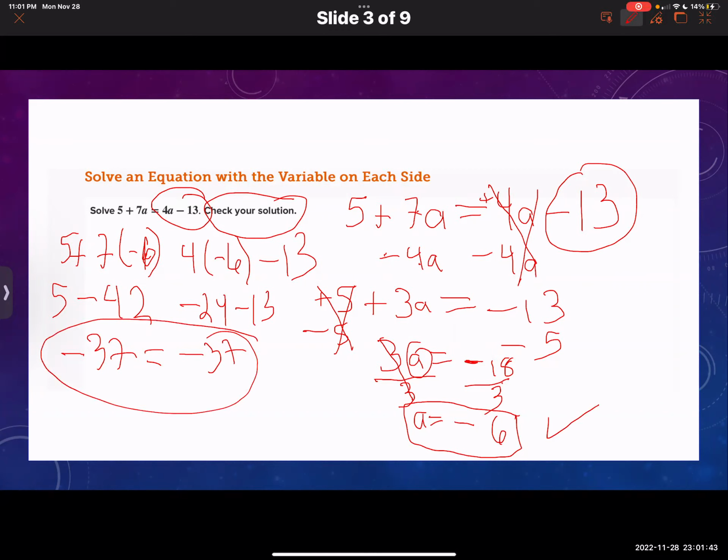What if I got negative 45 equals positive 38? Would that be true? It wouldn't. It means I made a mistake somewhere. Go back and fix the problem.